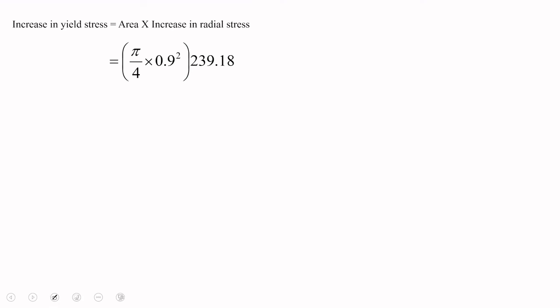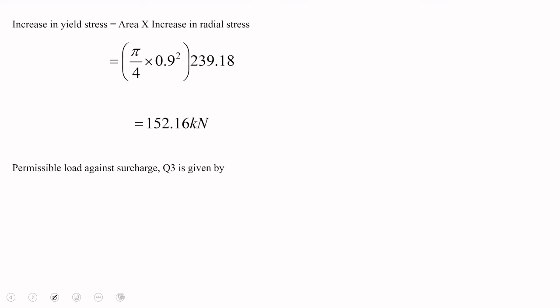So pi by 4 into dA square into the increase in radial stress, which we have just calculated back, is 239.18. You can do the calculation; its value will come around 152.16 kilonewton. So this is the yield stress load, it will come 152. We will go for the safe side.